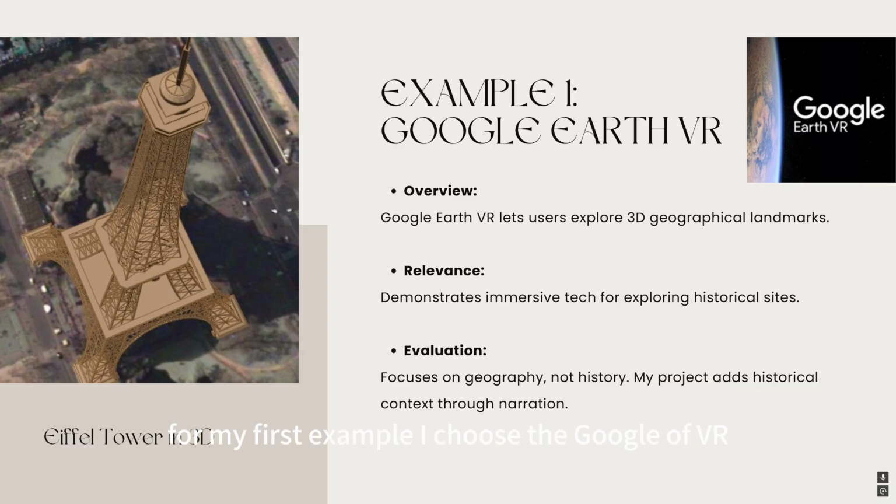For my first example, I chose Google Earth VR. Google Earth VR allows users to explore the world in 3D with detailed virtual replicas of geographic landmarks. This is a great example of how immersive technology can allow people to travel around and explore historical landmarks from a new perspective. While Google Earth VR focuses on geographic exploration, it does not dive deeply into historical context. My project aims to blend exploration with educational narration, adding historical context to the virtual experience.